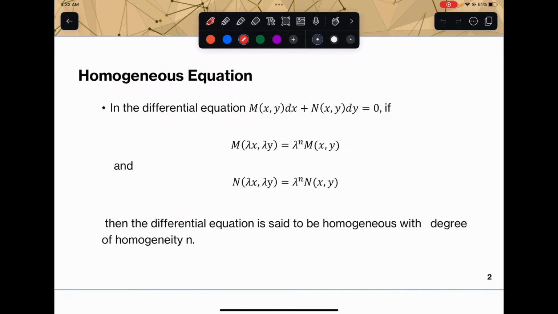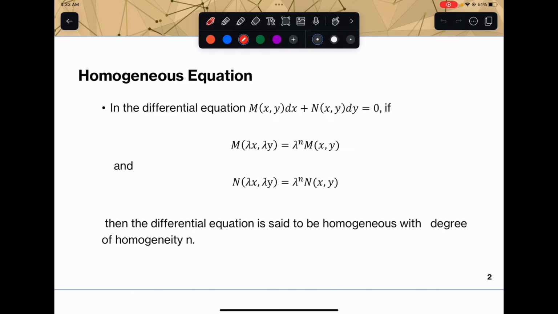if the M function of lambda x and lambda y is equal to lambda raised to n times the M function of x and y, and the N function of lambda x and lambda y is equal to lambda raised to n multiplied with the N function of x and y, then the given differential equation is said to be homogeneous with degree of homogeneity n.